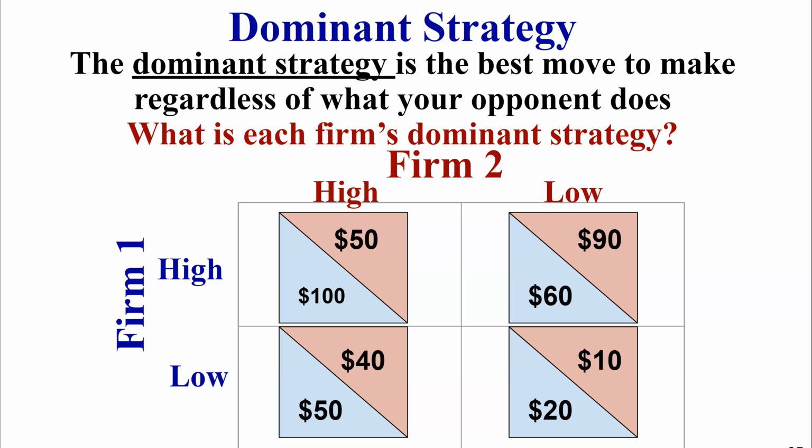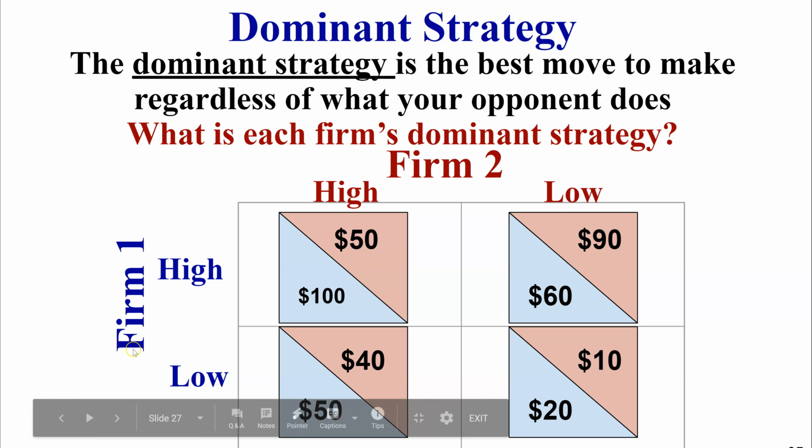Okay, so hopefully you had a chance to take a look at that. Notice if firm 1 goes high, firm 2 is going to have a better shot at going low and earning more money, $90 versus $50. But notice firm 2 doesn't have a dominant strategy here, because if firm 1 goes low, they'd be better to charge higher rates and actually make $40. So firm 2 does not have a dominant strategy.